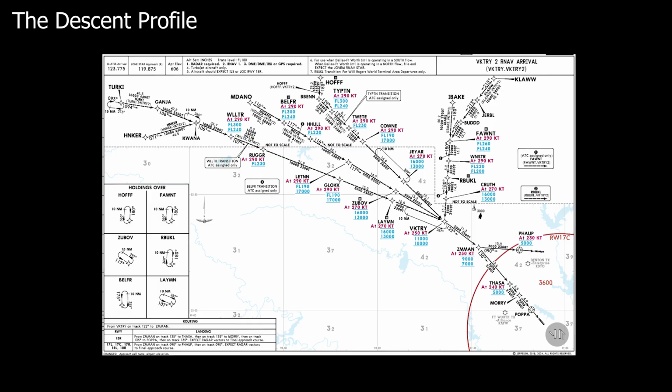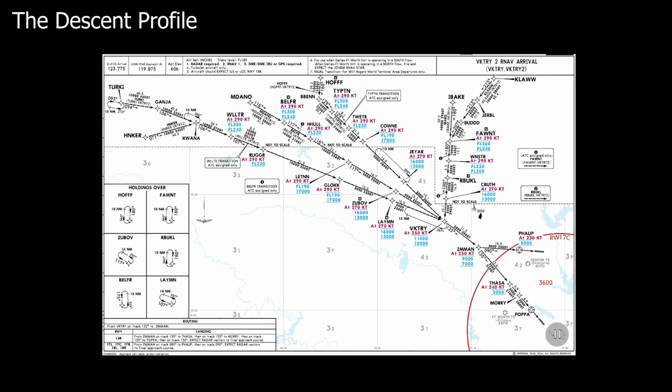So before we talk about the actual flying part, let's just quickly look at a decent profile of what we're trying to do here. So here we have a Victory 2 on arrival into DFW Airport. We'll just say we start from Medano, then to Belfer, then Hull, down to Ledin, then to Zubov, then to Victory, come down to Zeeman, and depending on where you're landing, either north or south, you'll go to Thassa, Mori, Popa, or P-Hub.